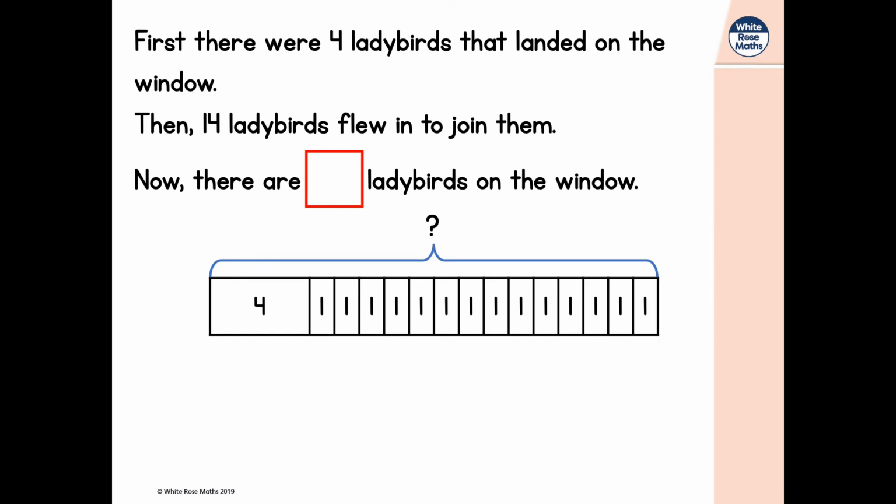So in the beginning it said, first there were 4 ladybirds that landed on the window. And there they are, 4. Then 14 ladybirds flew in to join them. Let's count on. Remember, we hold the number 4 in our head and count on 14. Okay, here we go.